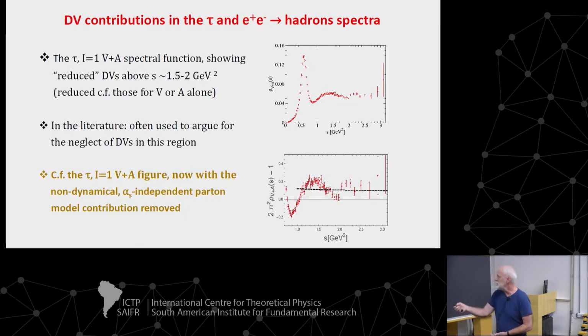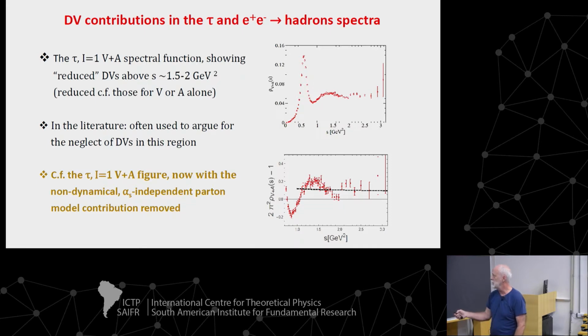So Sandy already showed this figure, but again, to emphasize what's going on here, this is what happens when you look now not at this version of the figure, but at this version where you've taken out the parts that are alpha S independent, the parton model contribution. This is what this experimental spectral function, absent the parton model part, looks like. This is perturbation theory, the alpha S dependent part of that.